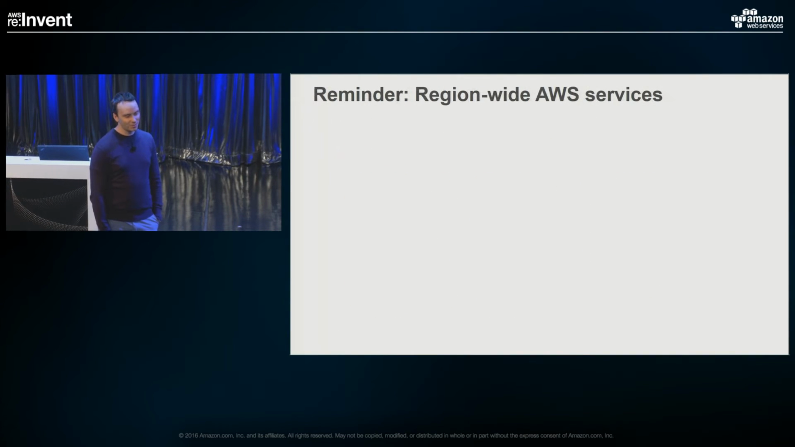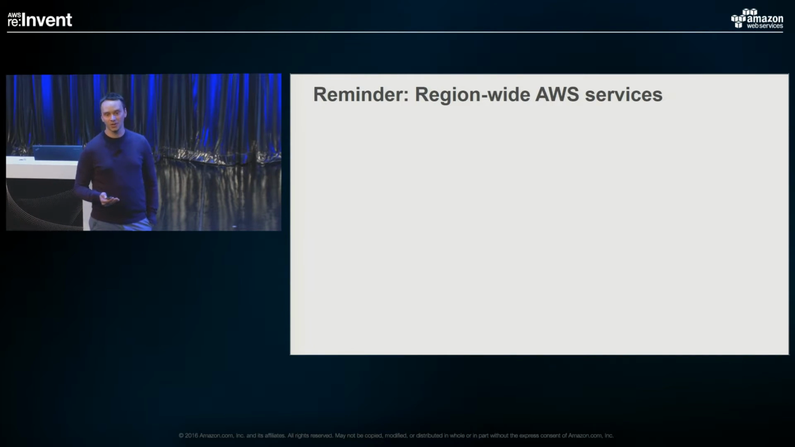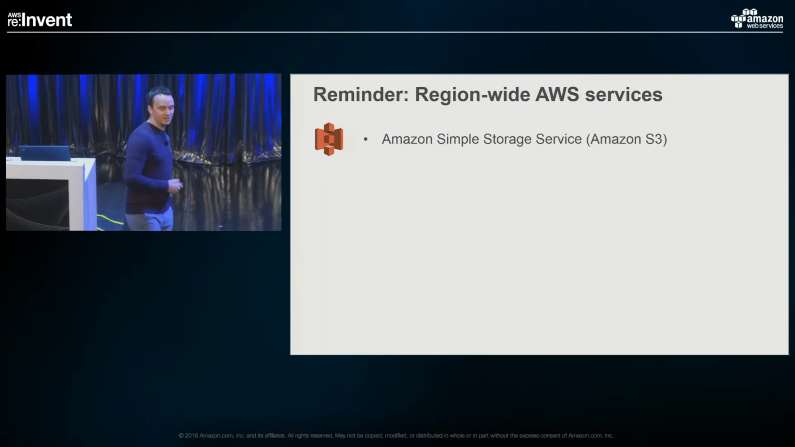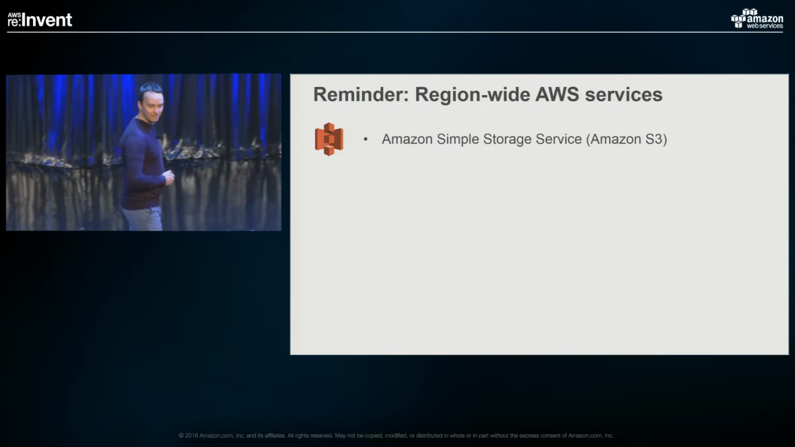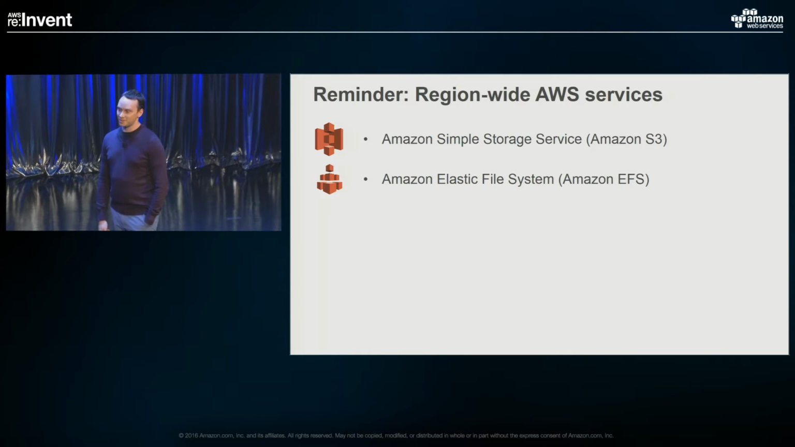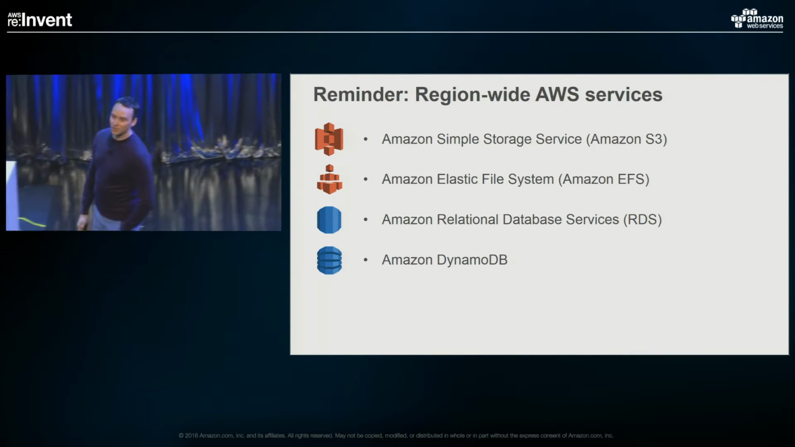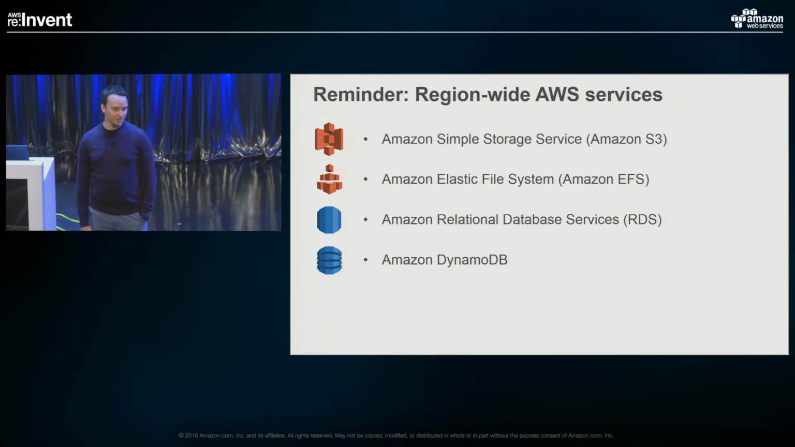And here are some region-wide services that you can leverage today across the entire region. And these services are already delivered across multiple AZs. So Amazon S3, EFS, our NFS file system, is across all AZs. RDS for database, our NoSQL offering, DynamoDB, and also others.